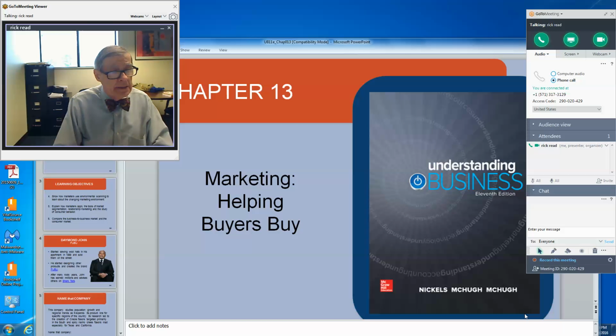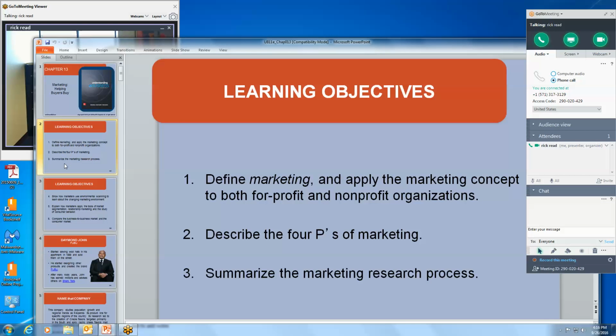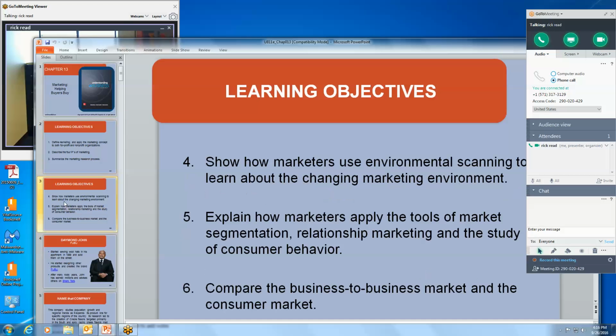Chapter 13, marketing, helping buyers buy. And let's look at our learning objectives. Define marketing and apply the marketing concept for both profit and nonprofit organizations. Describe the 4 P's of marketing. Summarize the marketing research process. That's very important. Show how marketers use environmental scanning to learn about the changing marketing environment.